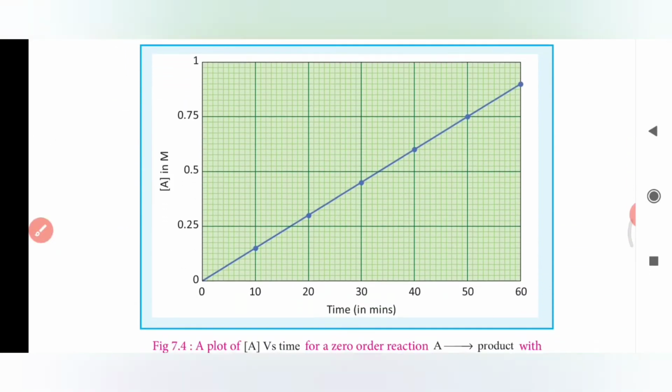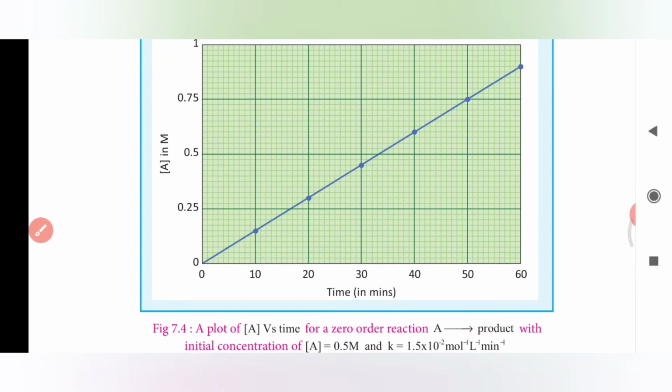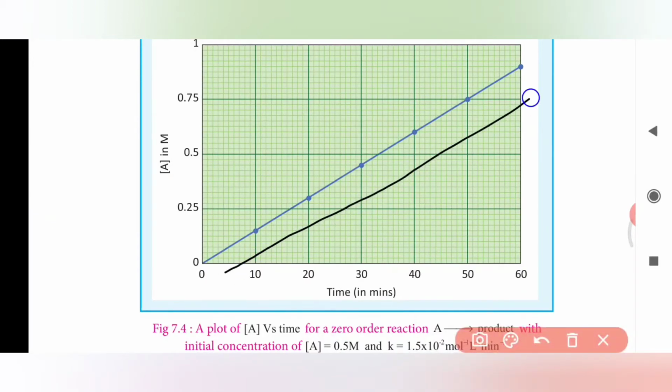A gives product. In this reaction, the concentration of reactant will decrease as the time increases. You can see by seeing this graph, the concentration will decrease if the time increases.